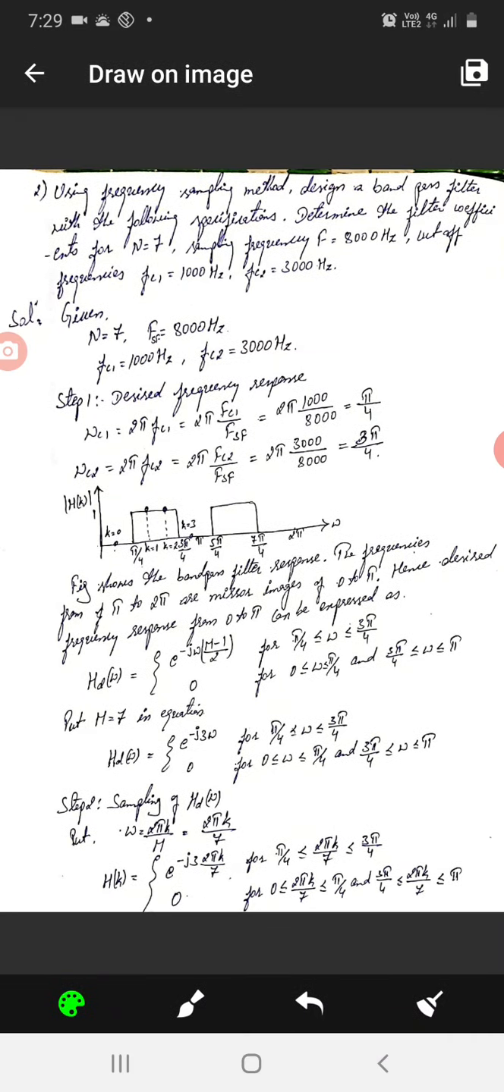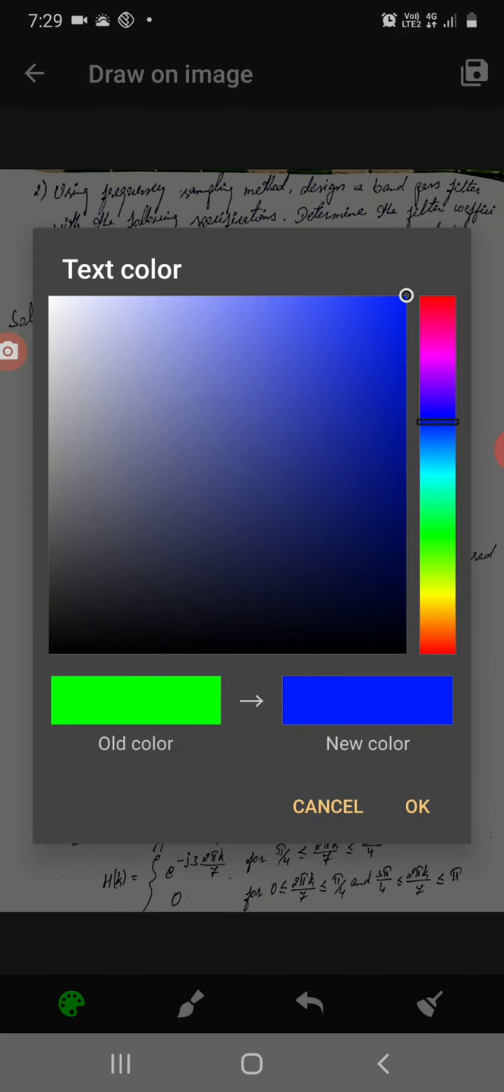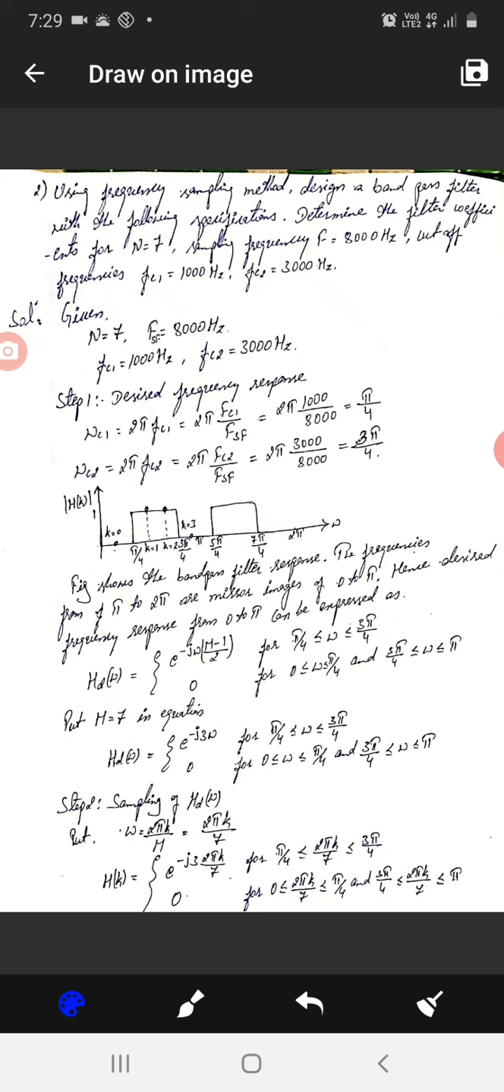Here I am going to solve one more problem based on the frequency sampling method. Here it's given, instead of a low pass filter, directly as a band pass filter. In this problem, observe here, we are designing a band pass filter with the following specification. It's given filter coefficients of the length.